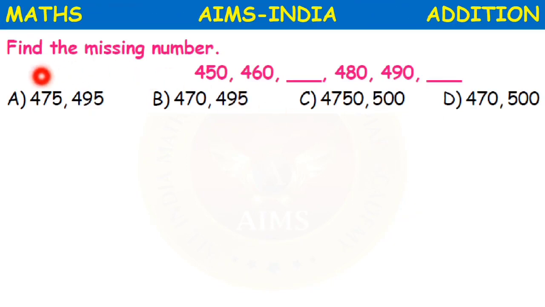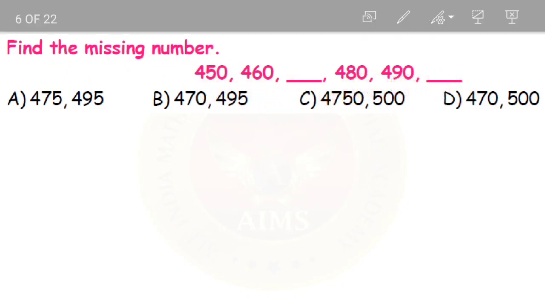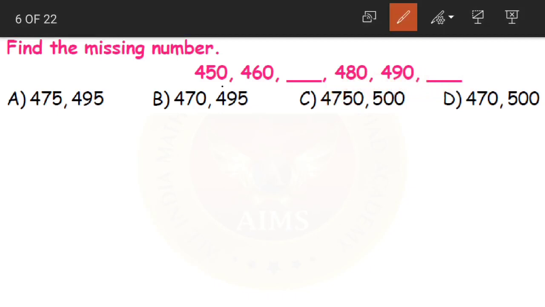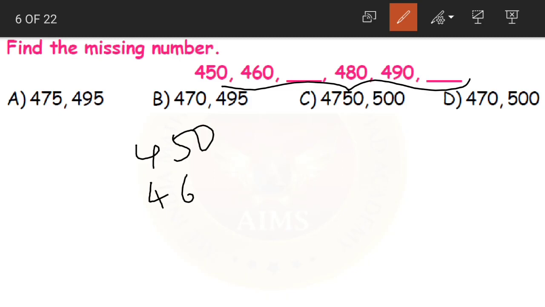The next question is: find the missing number. 450, 460, dash, 480, 490, dash. If you observe, this is a series, a collection of certain numbers. If you carefully observe, we have 450, then we have 460. How much did we add? We added 10. Yes, 450 plus 10 is equal to 460.